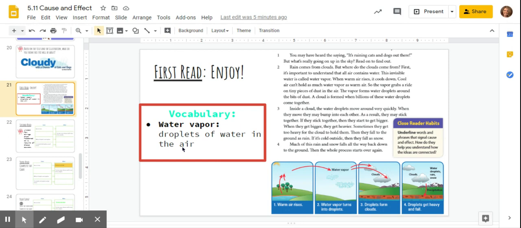Our first time we read, you know that we always just read to enjoy. So I want you to sit back, relax, and enjoy our text today. Again, it's called Cloudy with a Chance of Cats and Dogs. Follow along with me, please.